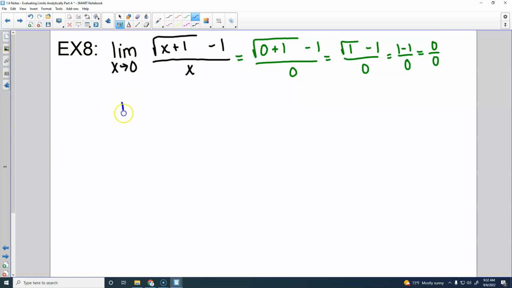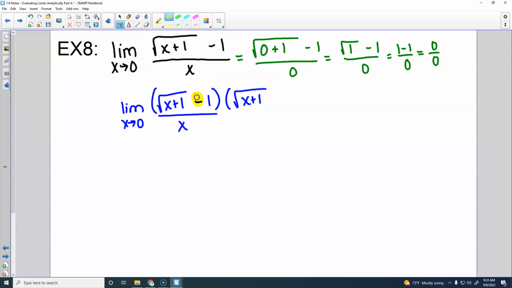So I've got the limit as x approaches 0 of the square root of x plus 1 minus 1 over x. And I want to multiply by the conjugate here in top and bottom. So the conjugate of this, the square root of x plus 1 stays the same. Don't change that sign there. The only sign that changes is this sign right here in between the square root and your number. So it's going to be square root of x plus 1 plus 1. We've got to multiply on the top, and we've also got to multiply on the bottom.